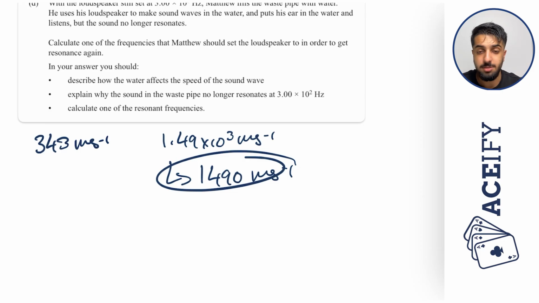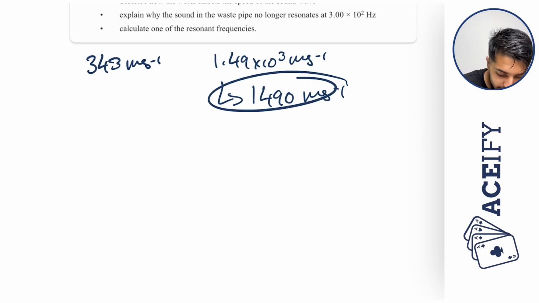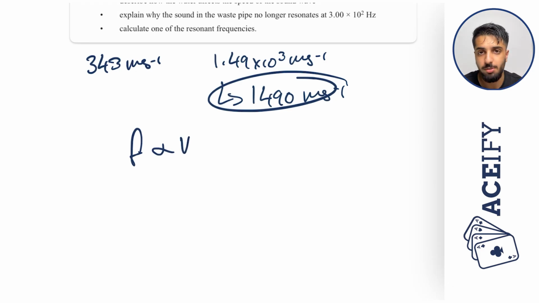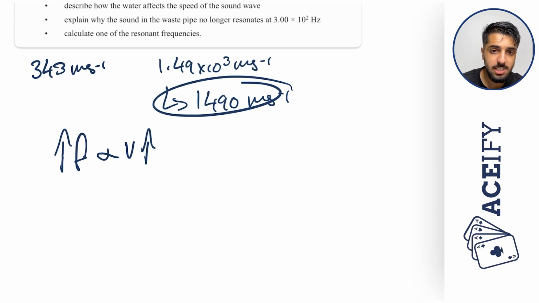Now, the reason why this increase in the speed of sound matters is because we know that frequency is directly proportional to the velocity of the wave. So if the velocity of the wave increases, the resonant frequencies would also increase. Now, at the speed of sound, that is 1,490.